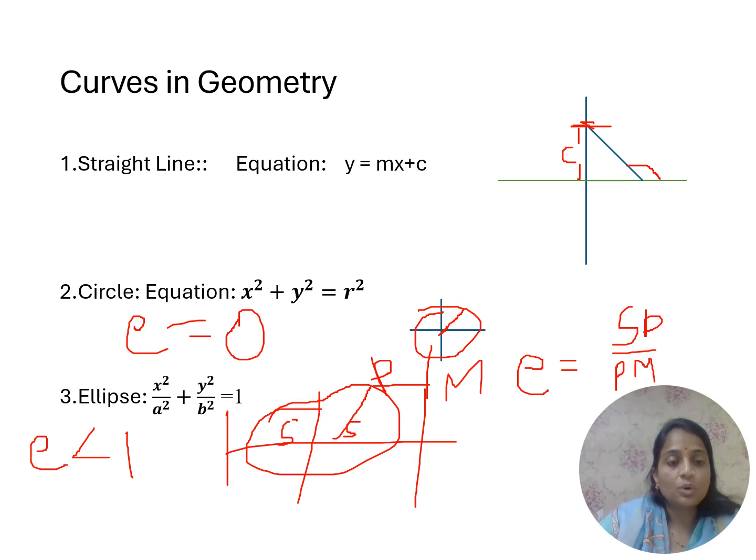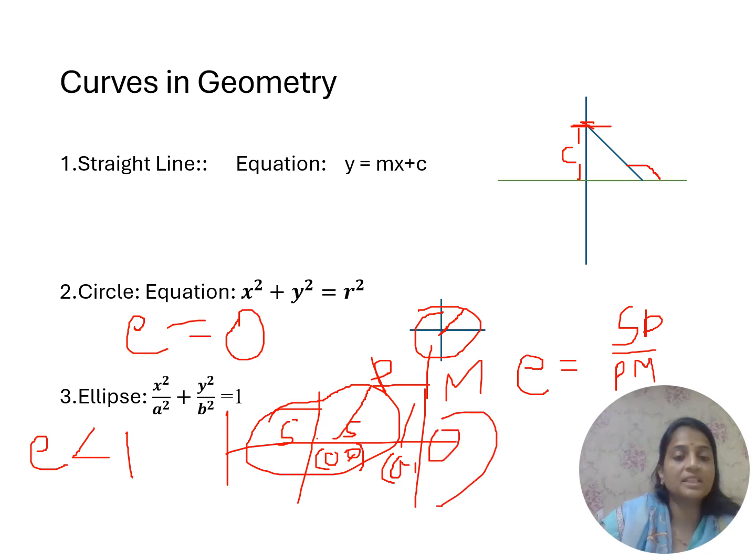Now A and B. A is a vertex. This point is (0, 0), because the x-axis and y-axis cut at this point. So A is this point, (a, 0), and the point (a, 0) is known as the vertex of the ellipse. And this point is (-a, 0), which is also a vertex. The distance from O to this vertex is a, and the equation is x²/a² + y²/b² = 1.